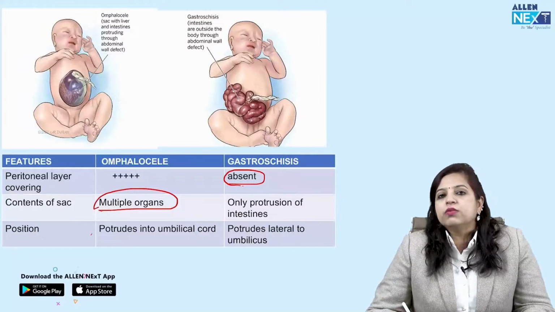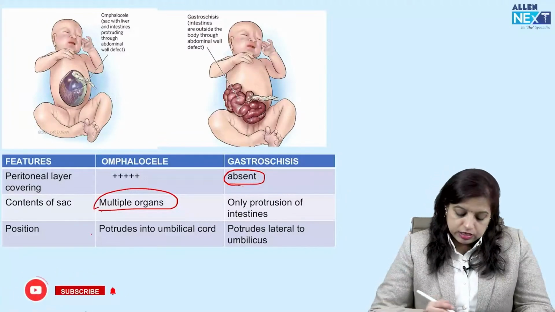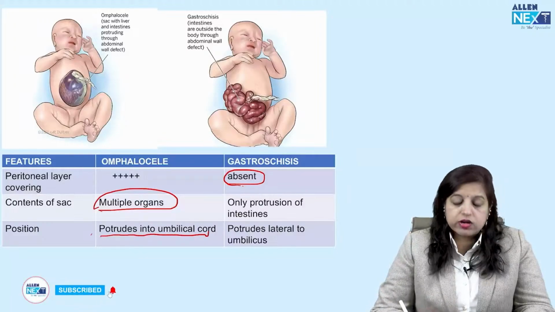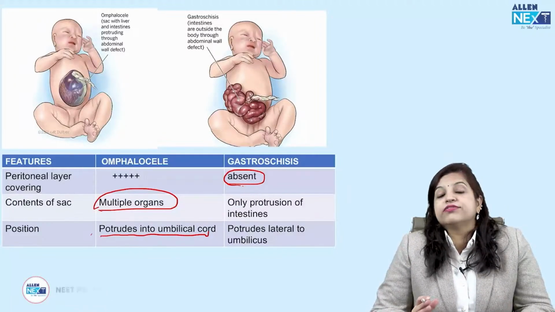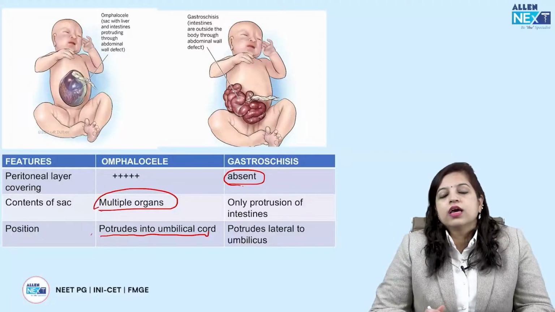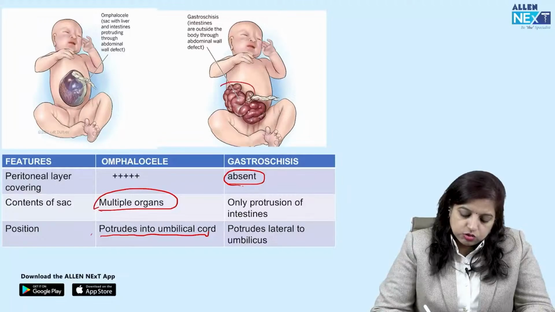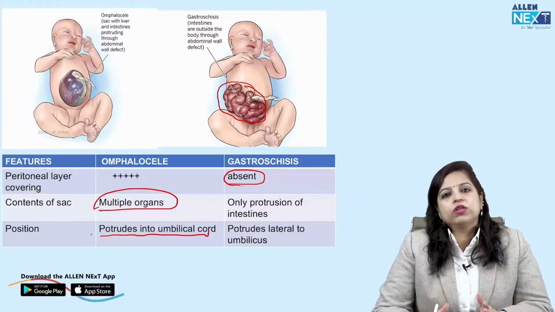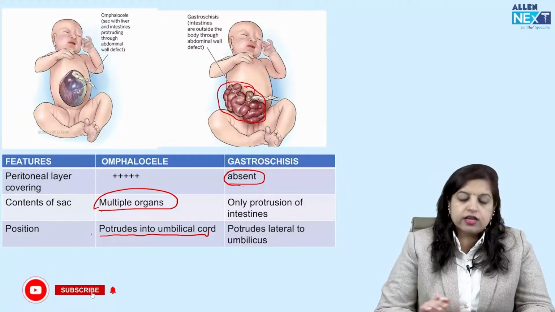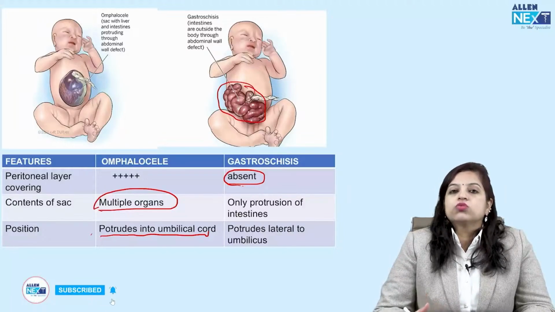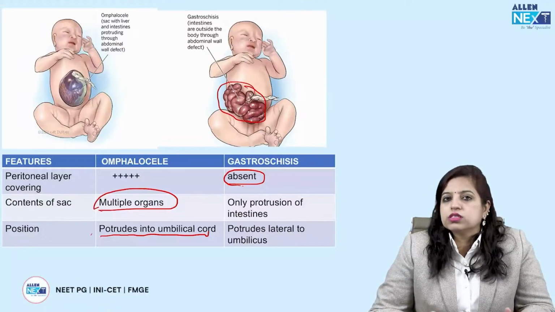Then position, very importantly, the omphalocele protrudes into the umbilical cord, while the gastroschisis is a defect in the abdominal wall, and it is usually to the right side of the umbilical cord. So you can see these loops would be on the right side, while the omphalocele is usually into the base of the umbilical cord. So this is the difference.